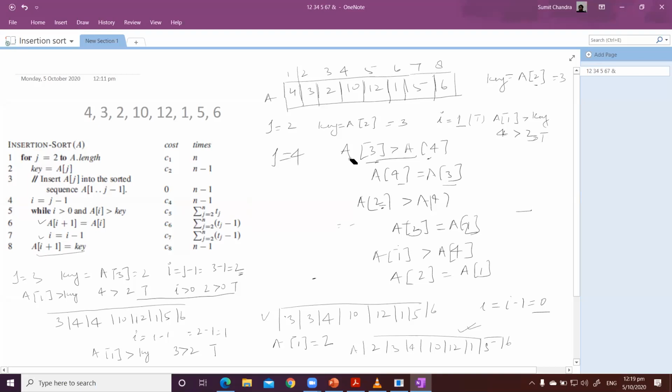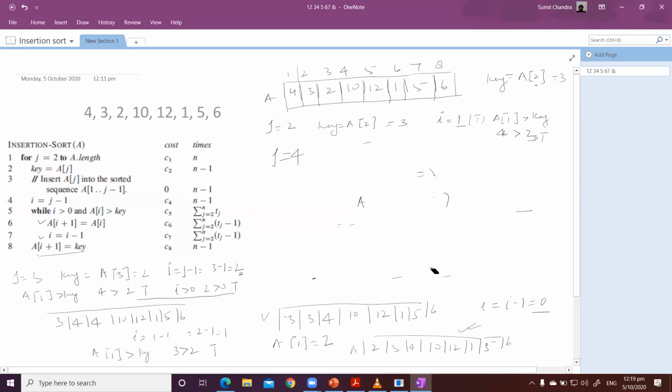So what you have to do every time is compare one key with all the elements. Suppose this is the array that is sorted now. Now we are taking 10. We'll compare 10 with 4. 4 is less, we do nothing. We'll compare 10 with 3, 3 is less, do nothing. We'll compare 10 with 2, 2 is less, do nothing. Now we'll take 12. Again, we compare 12 with 10, do nothing. 12 with 4, do nothing. 12 with 3, nothing. 12 with 2, do nothing.